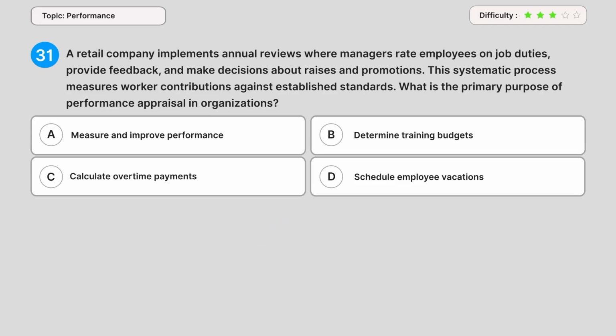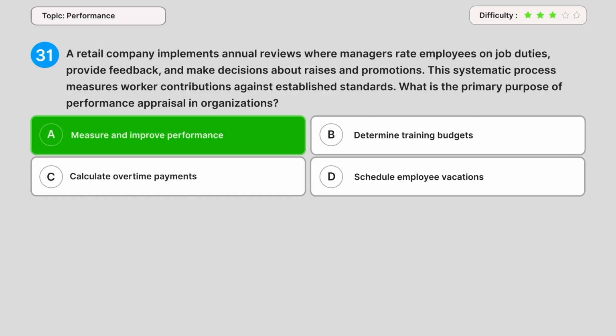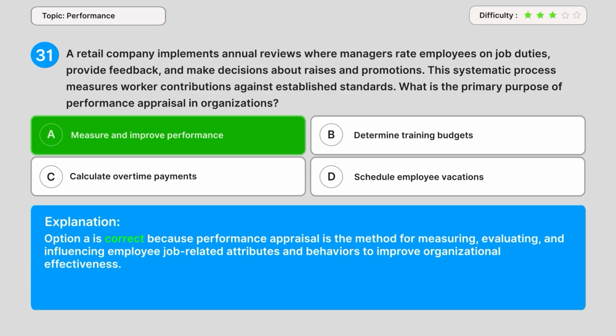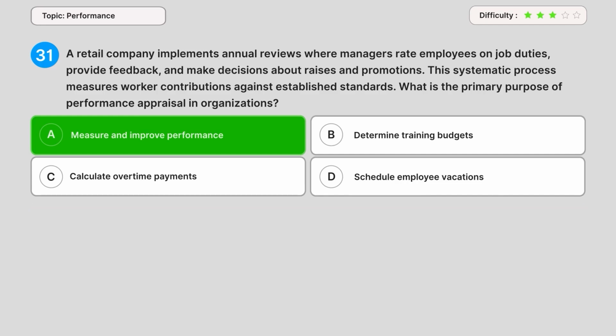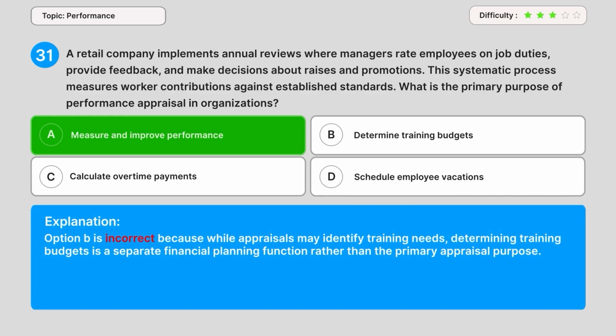Correct answer. A. Measure and improve performance. Explanation. Option A is correct because performance appraisal is the method for measuring, evaluating, and influencing employee job-related attributes and behaviours to improve organisational effectiveness. Option B is incorrect because while appraisals may identify training needs, determining training budgets is a separate financial planning function rather than the primary appraisal purpose.